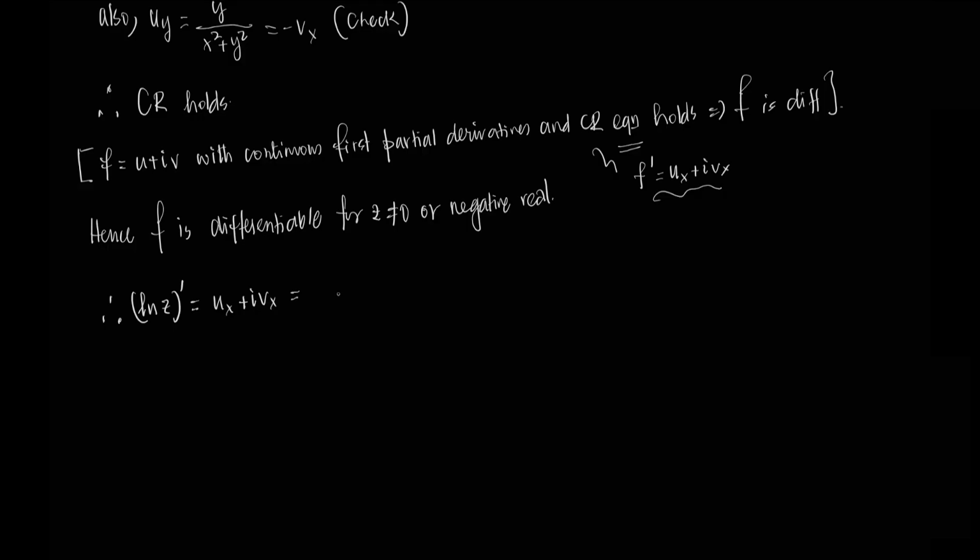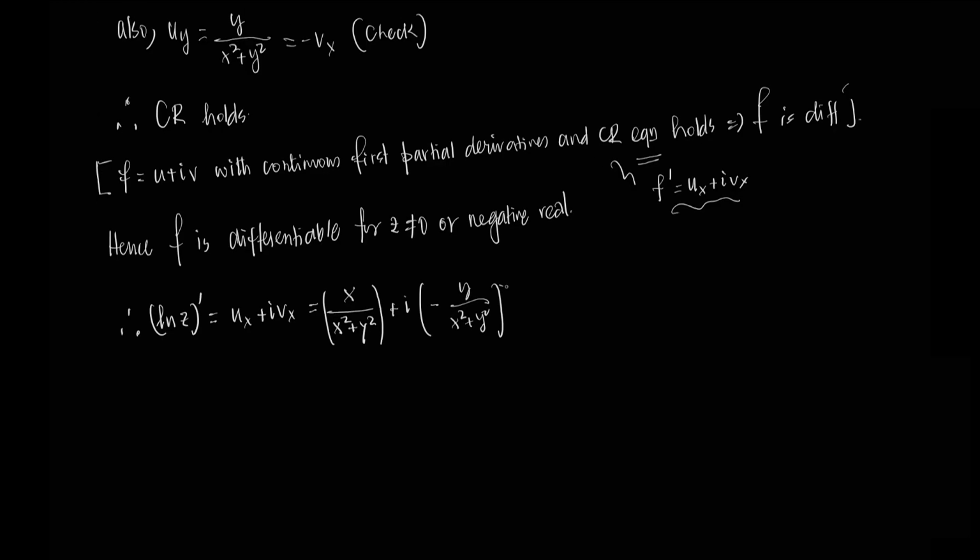It is basically x by x square plus y square plus i times, so let me put it this way, minus y by x square plus y square. Okay, if you write all of this together, this is nothing but 1 by z. This is exactly the similar thing which we want actually.